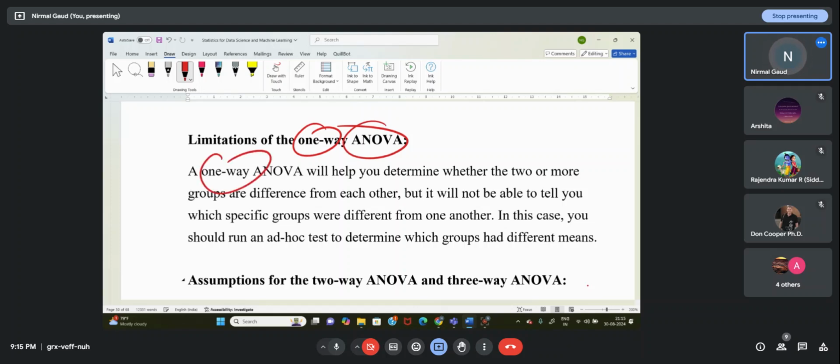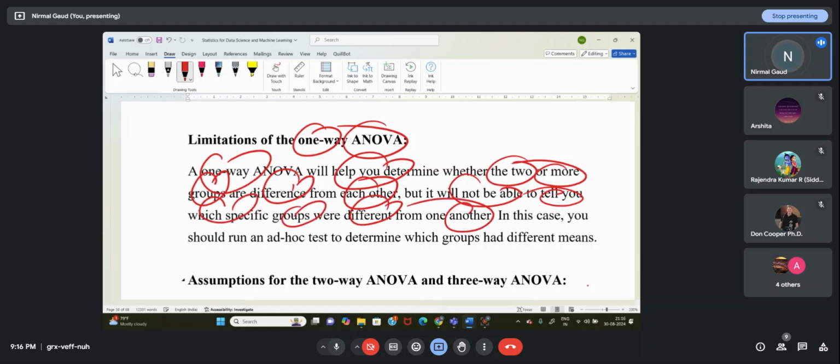See, one way ANOVA will help you to determine whether two or more groups have different mean or not. That means, are they different from each other or not? But it will not tell you which specific group differ from another. It will let you know whether, okay, we are having three samples S1, S2, S3. The ANOVA will let you know whether they are different or not different, but it will not tell you which one is different from which one.